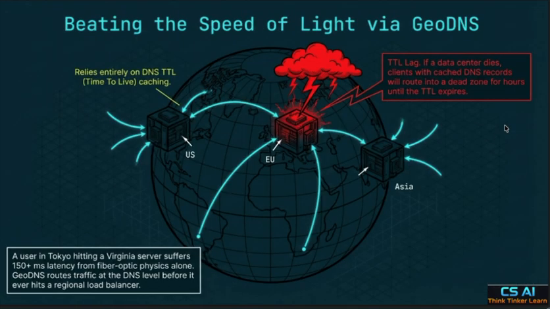To beat the speed of light, we use GeoDNS. A user in Tokyo hitting a Virginia server suffers 150 milliseconds of latency just from fiber optic physics. GeoDNS routes traffic at the DNS level before it even hits a regional load balancer. The catch here is TTL lag. If a whole data center dies, clients with cached DNS records will continue to route into a dead zone for hours until their time to live expires. Localized failure can have a global impact if your TTLs are too long.